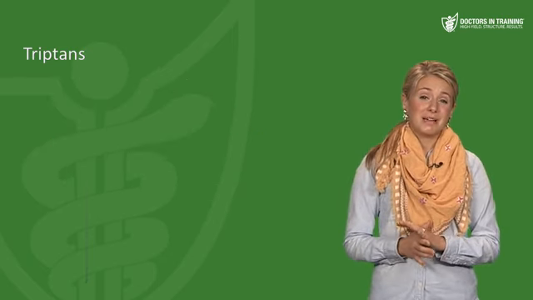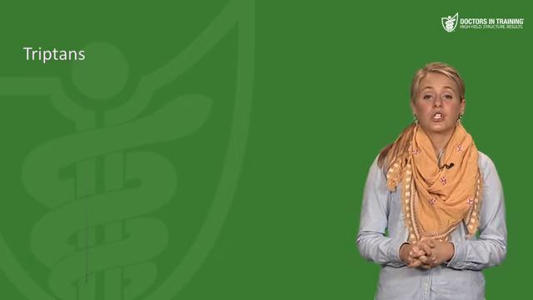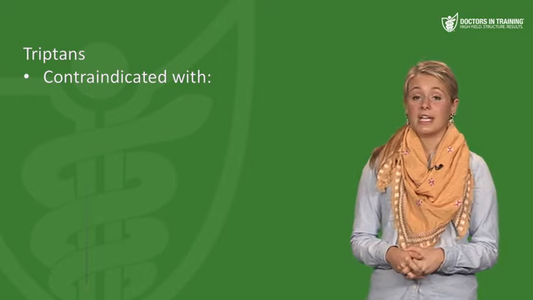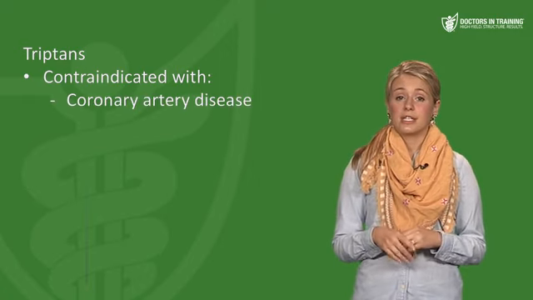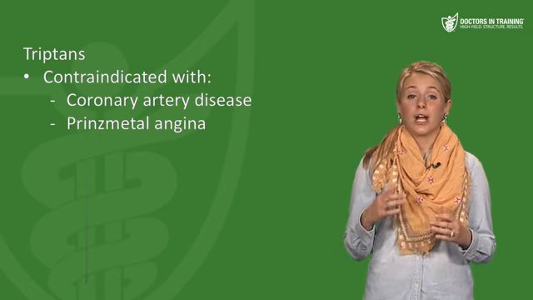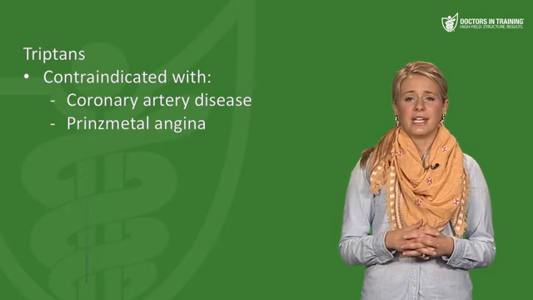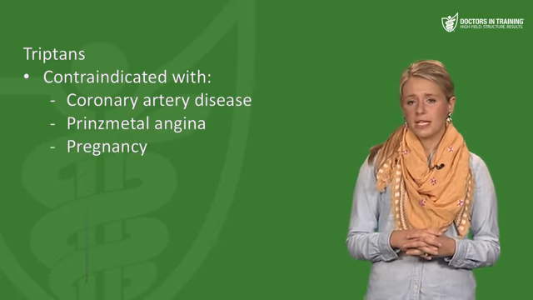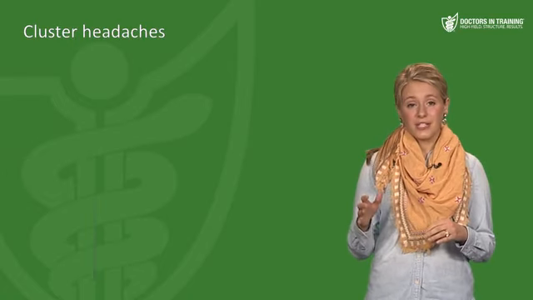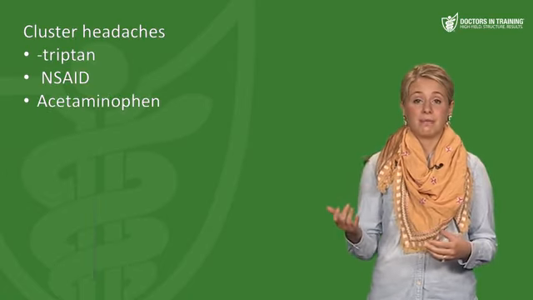Triptans also have some important side effects. Because they cause vasoconstriction, they can vasoconstrict the coronary arteries. Therefore, triptans are contraindicated in patients with coronary artery disease and also patients with Prinzmetal angina, which is due to coronary artery vasospasm. Triptans are also relatively contraindicated in pregnancy because we don't want to constrict the vessels to the placenta.